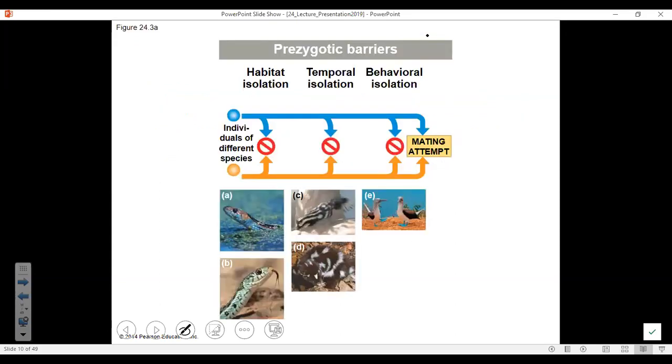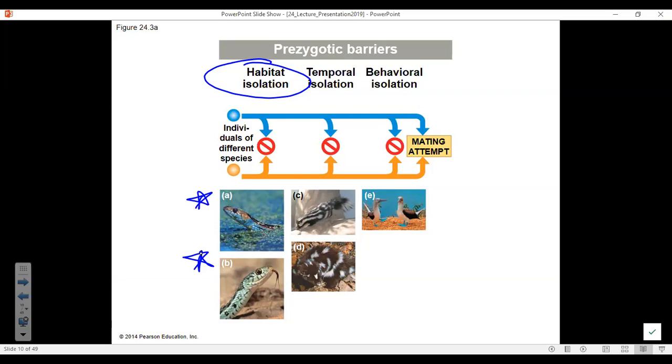So let's look at these pre-zygotic barriers. Habitat isolation. In this first example here, we have two different species of garter snakes. Remember, garter snakes are the ones that are in your backyard, and they're not going to hurt you. You should not freak out. You should not kill them.